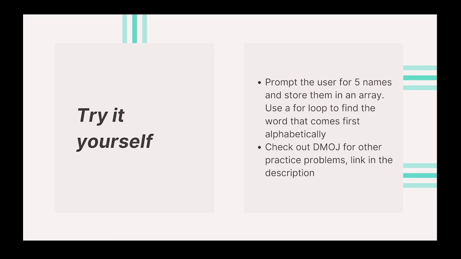For a practice problem, prompt the user for 5 names and store them in an array. You can use a for loop to find the word that comes first alphabetically. If you want any challenge problems, you can use a website called Dmoj. We can put that in the description, and you can look at that for any problems to do as practice.